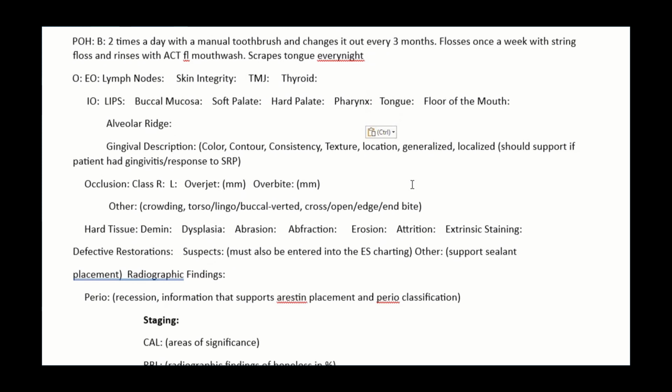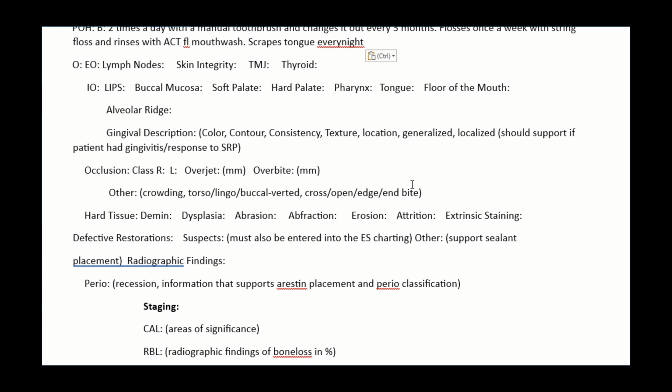When we go to the O, this is our observation. Remember, this is our objectives. What are we seeing? We're going to go through every single one. So lymph nodes within normal limits, skin integrity within normal limits. Then we get to the temporomandibular joint, the TMJ. Patient has bilateral popping, no discomfort. Thyroid is within normal limits.